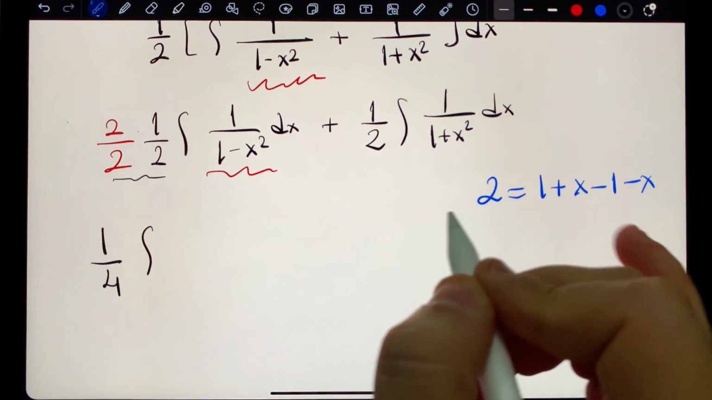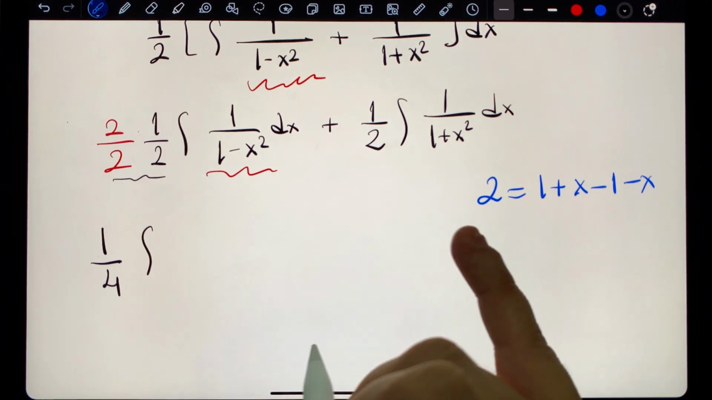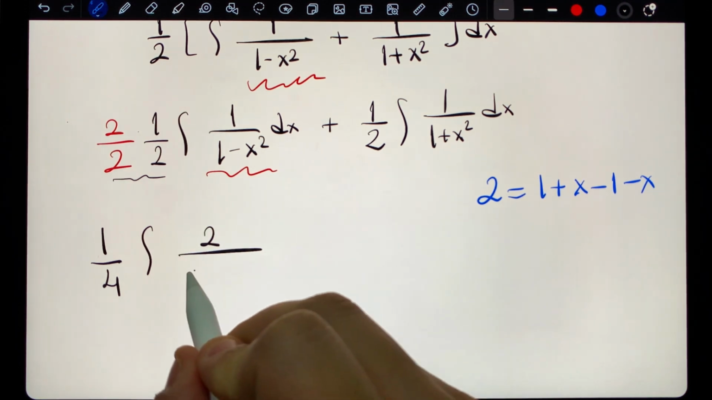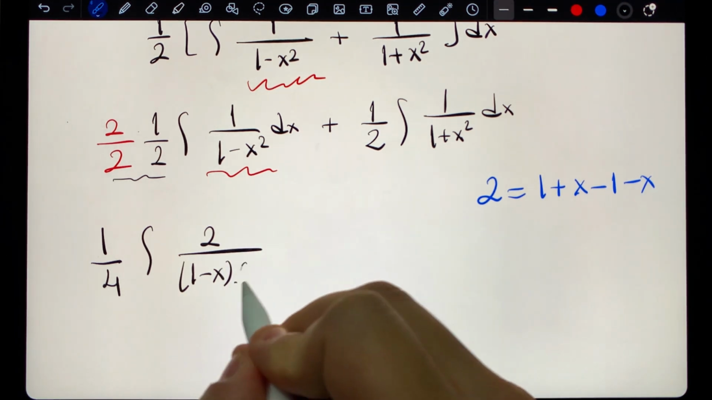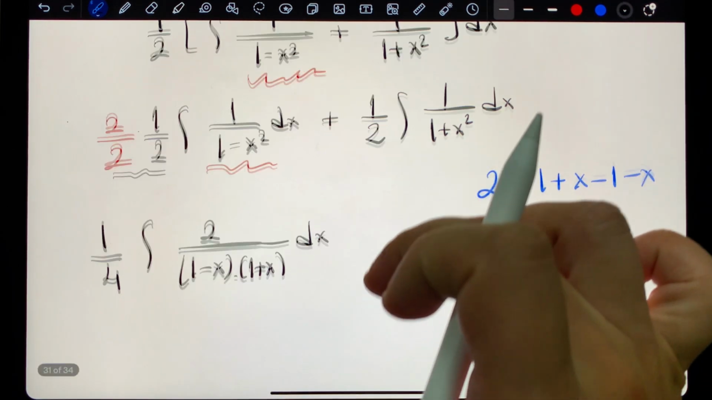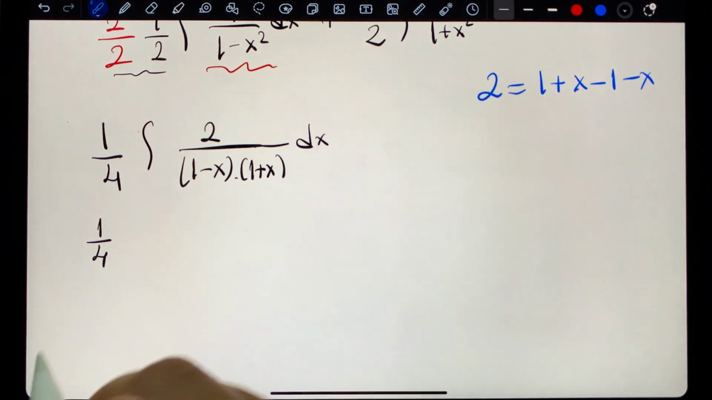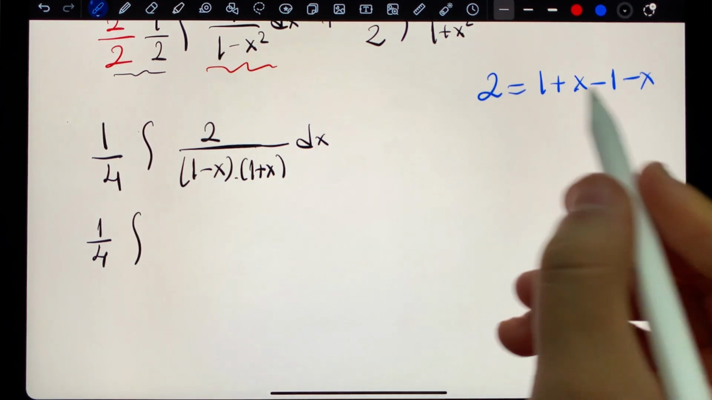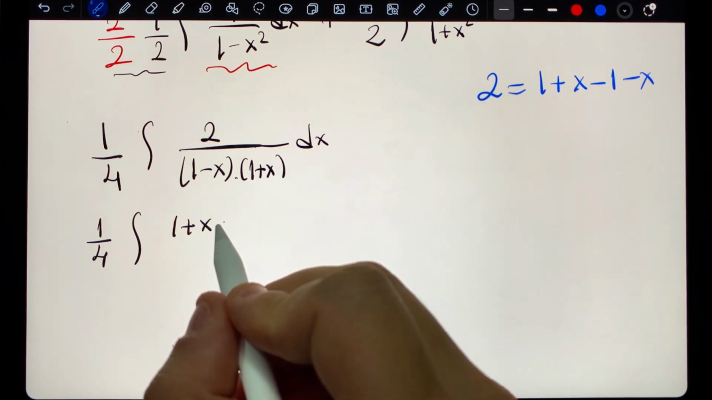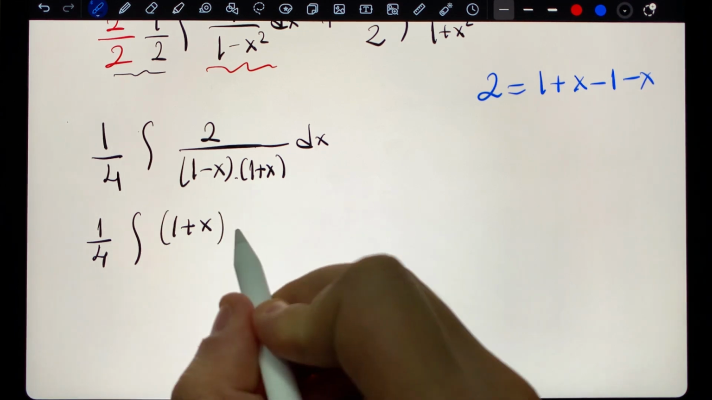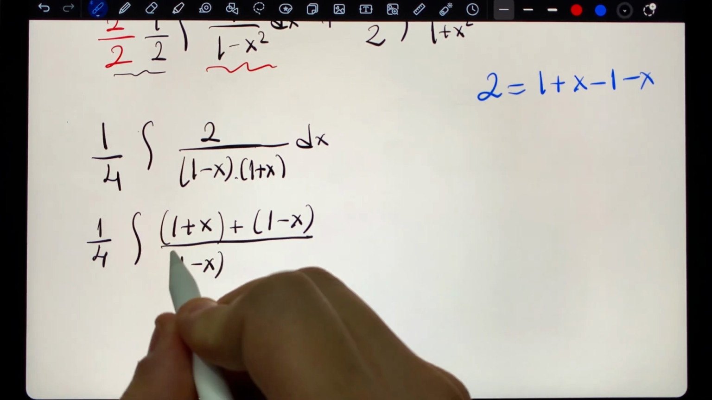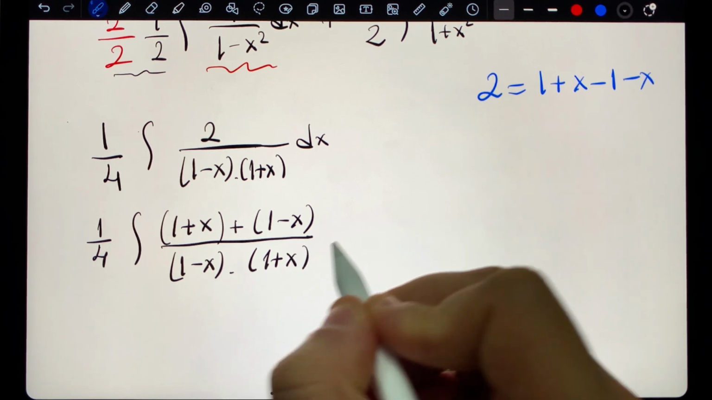Then the integral again. I can write the top with the same logic: 2 as 1 minus x, and again I open the difference of squares here, 1 plus x. So I said dx. Then I continued. 1/4 integral. What am I doing with these two places I see? 1 plus x, then I write plus 1 minus x over 1 minus x times 1 plus x. Again, of course, this is dx.